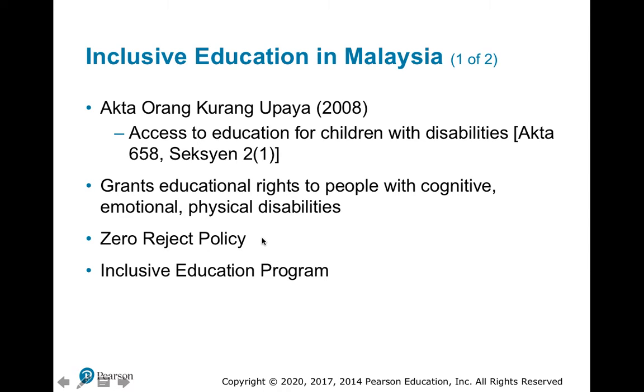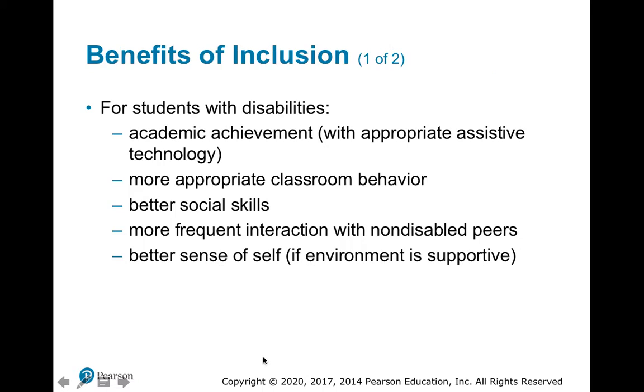Okay, and kita agak popular pada tahun 2019 dengan zero reject policy. Zero reject policy ni seolah-olah campaign ataupun kita nak mempergiatkan peluang, mempergiatkan kesedaran dalam kalangan ibu bapa, masyarakat, sekolah supaya tidak reject pelajar-pelajar yang kurang upaya. Pastikan mereka mendapat pendidikan, ya. Dan kita ada inclusive education program di Malaysia.